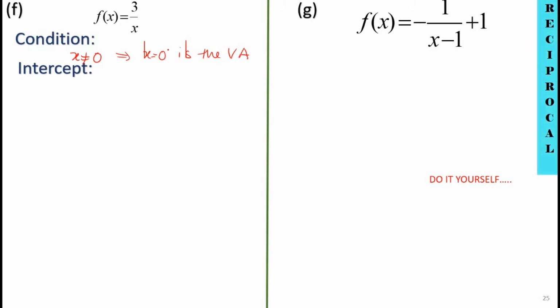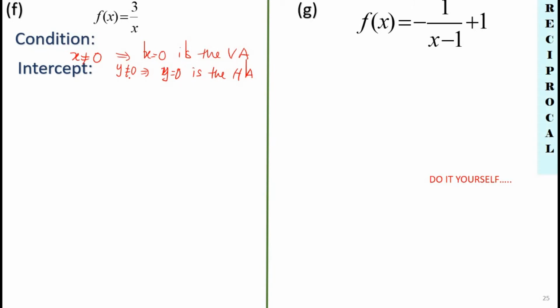Okay, and then what else? If y is equal to 0, then x is undefined. If f(x) is equal to 0, x is also undefined. So when f(x) or y is equal to 0, x is undefined. So y equal to 0 is another asymptote, what we call the horizontal asymptote.